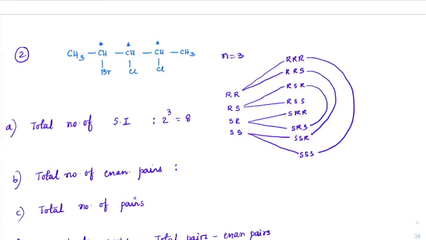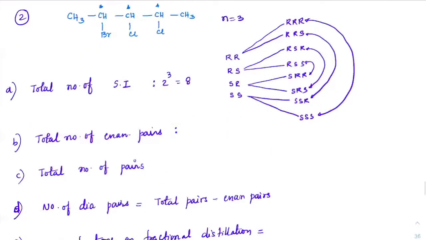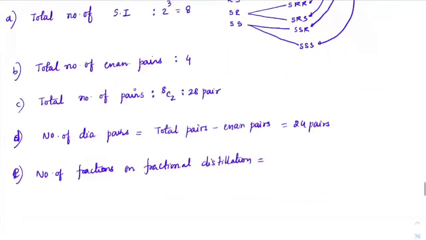What are the enantiomers? You can see these are all the respective enantiomers. Got that, everyone? So the number of enantiomers you got is 4. Very good. Next, total number of pairs. 28 pairs. Very good. So how many diastereomeric pairs can you get? 24 pairs you can get. Very good.